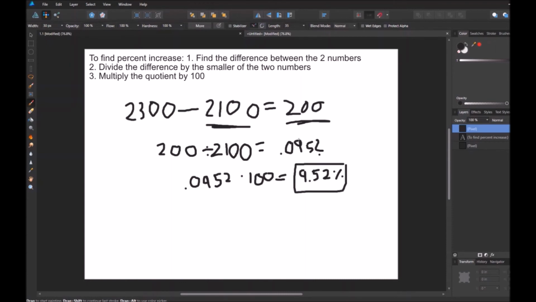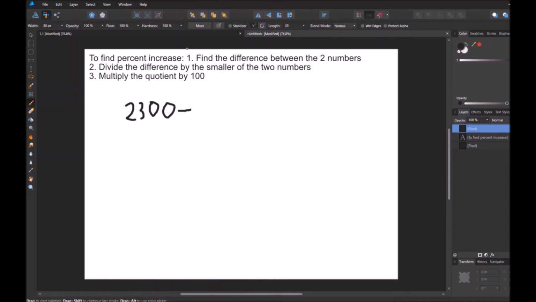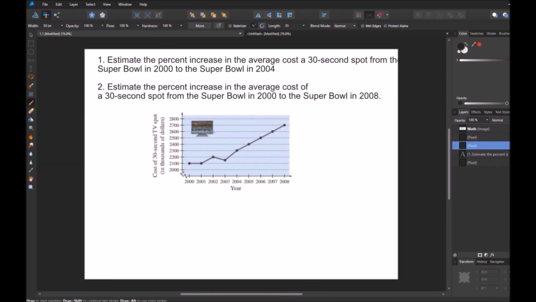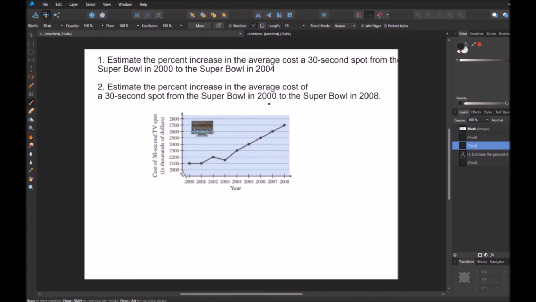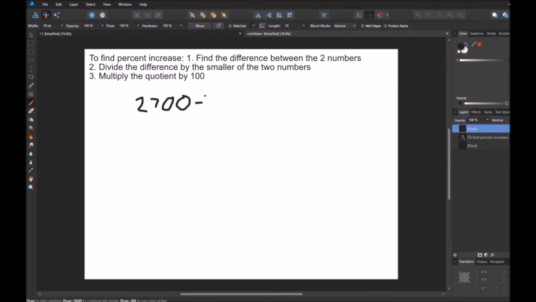Now in the second part of the question, we're asked to find the same thing just between the years 2000 and 2008. So in 2008, our number is going to be 2700. And since we're still using 2000, our number is going to be 2100 again. So 2700 minus 2100 is 600. And then we do 600 divided by the smaller of these two numbers, which is 2100.